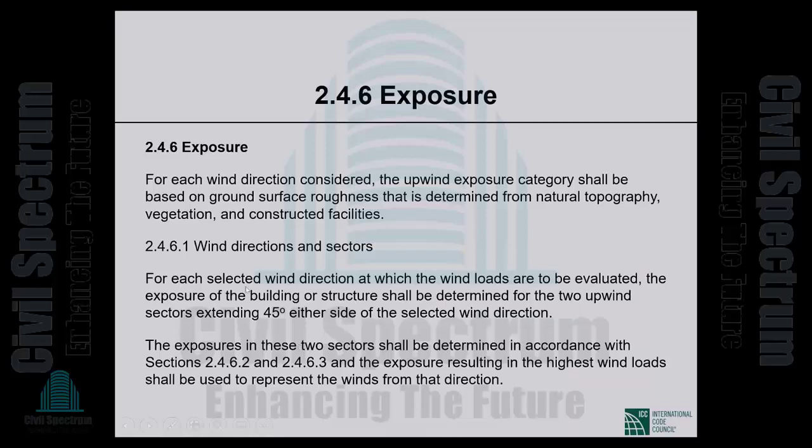So for each selected wind direction at which the wind loads are to be evaluated, the exposure of the building shall be determined for the two upwind sectors extending 45 degrees either side of the selected wind direction. The exposures in these two sectors shall be determined, and the exposure resulting in the highest wind loads shall be used to represent the wind from that direction.